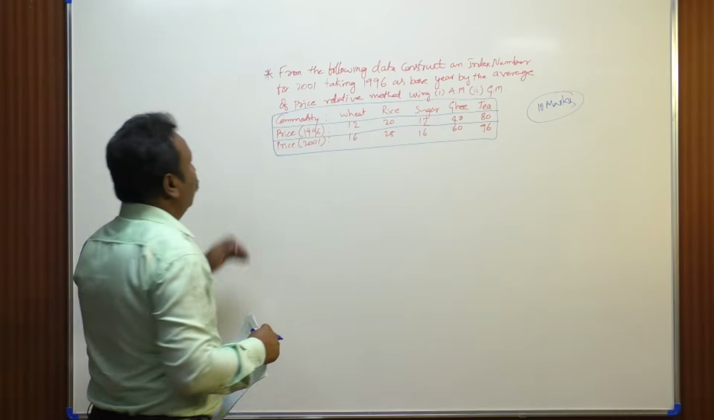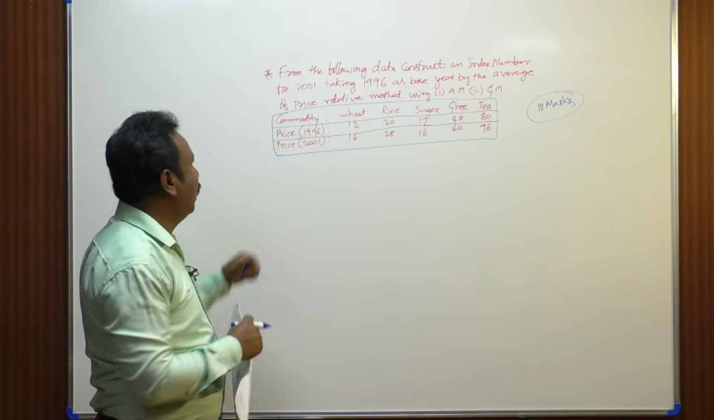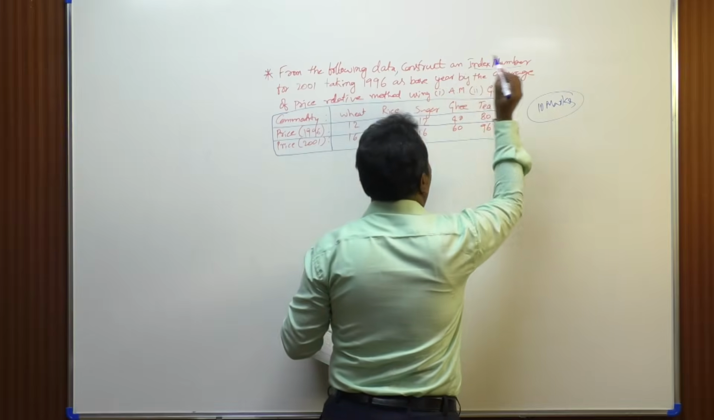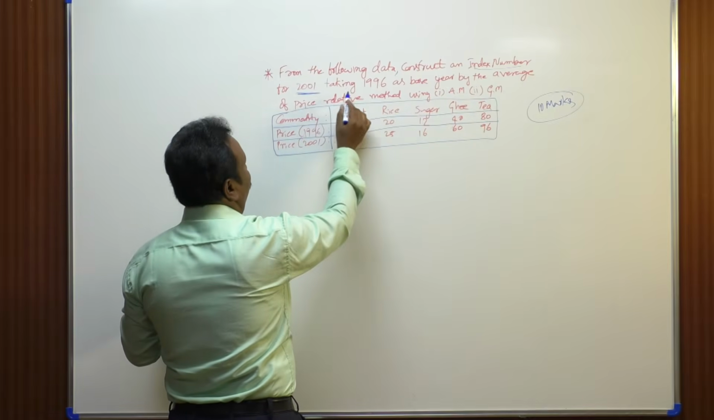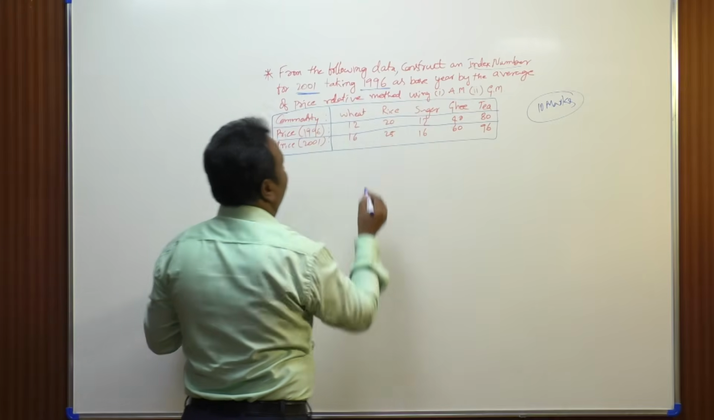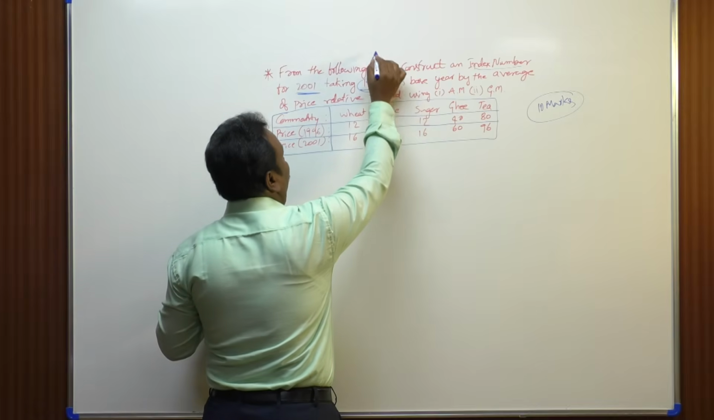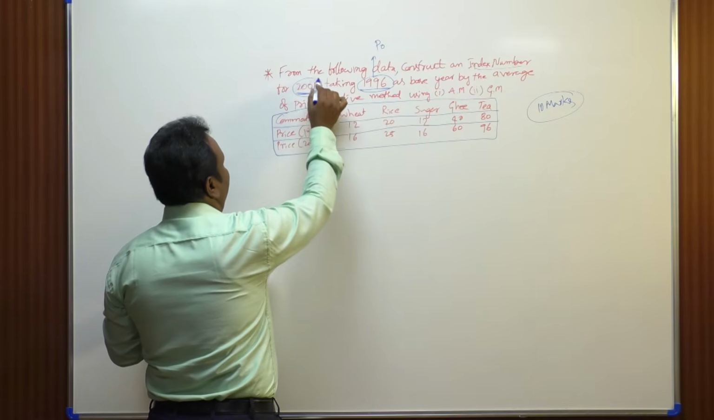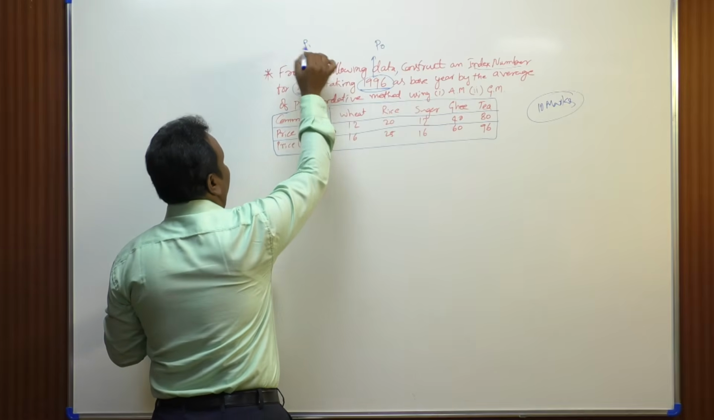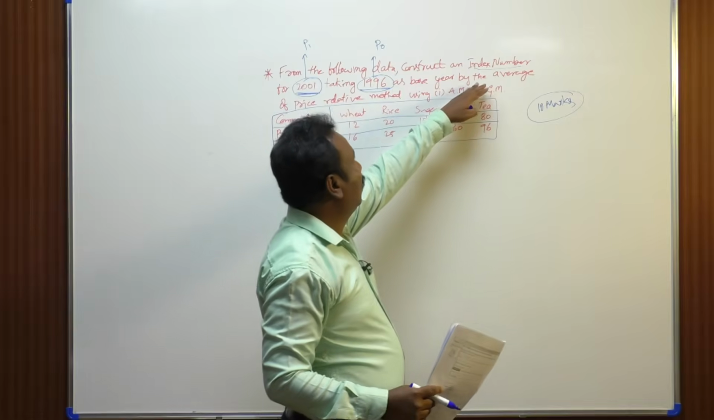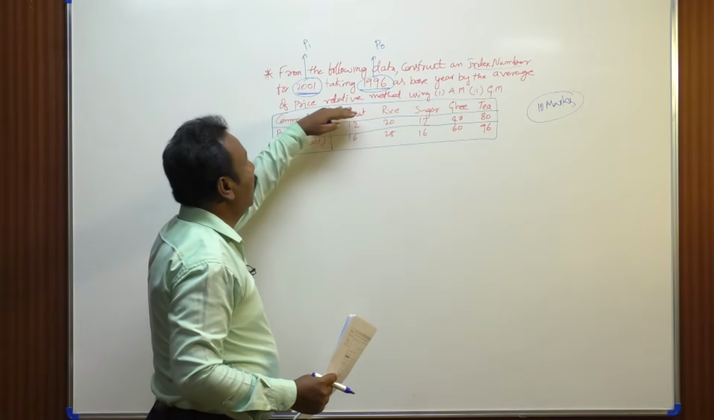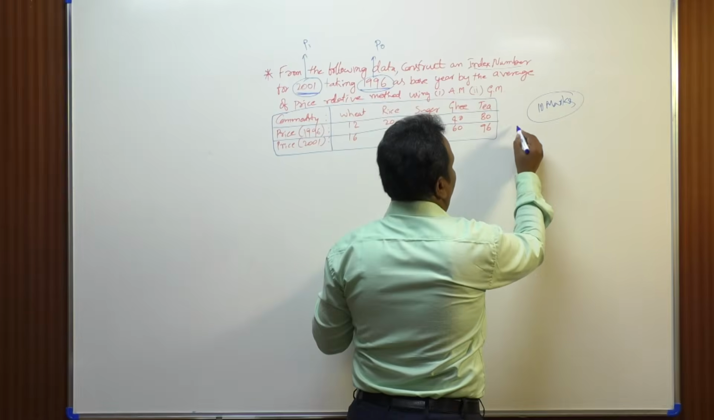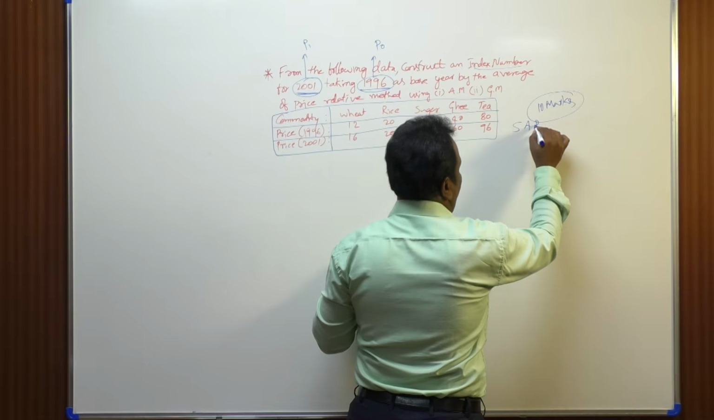Here, from the following data, construct an index number for 2001 taking 1996 as the base year. 1996 is the base year, this is called P0. We should construct the index number for the year 2001, that is called the present year, by the average of price relatives method, that is nothing but the simple average of price relatives method.